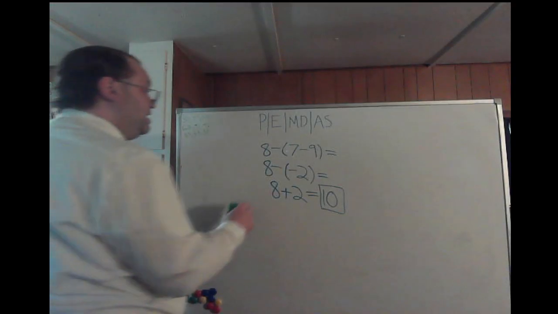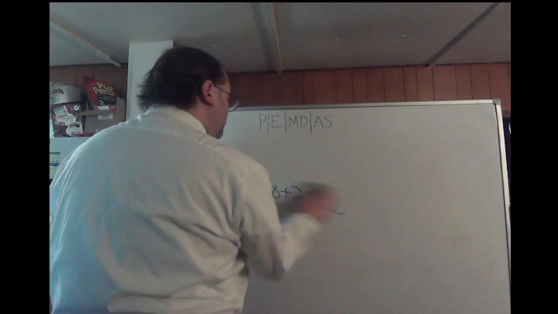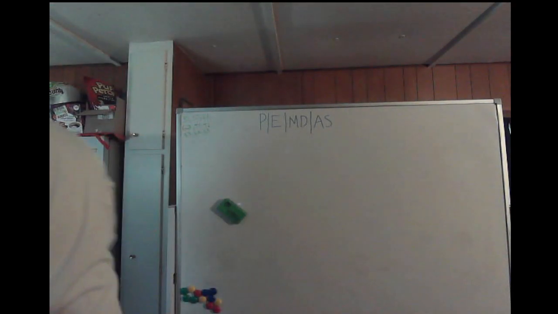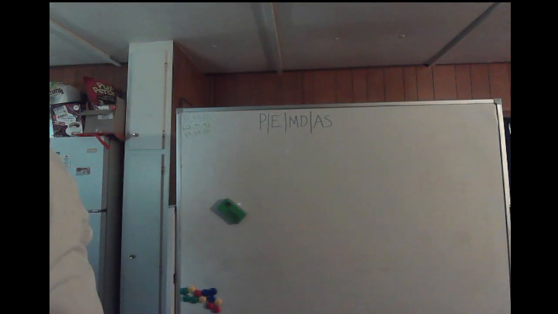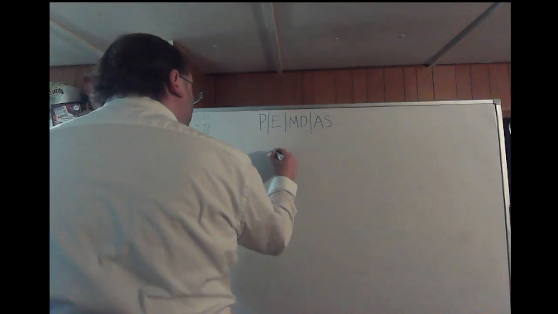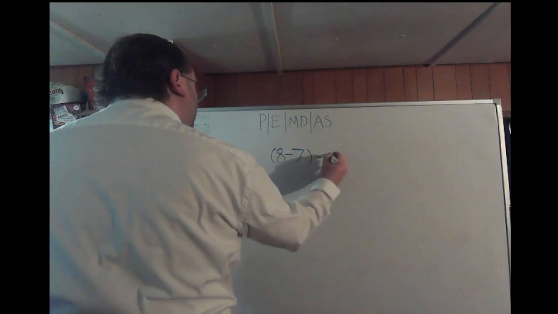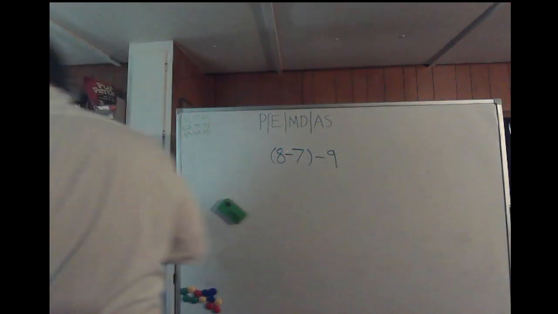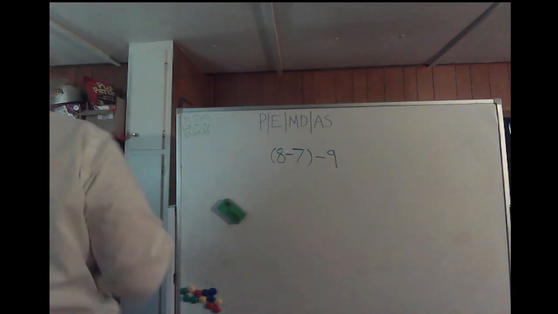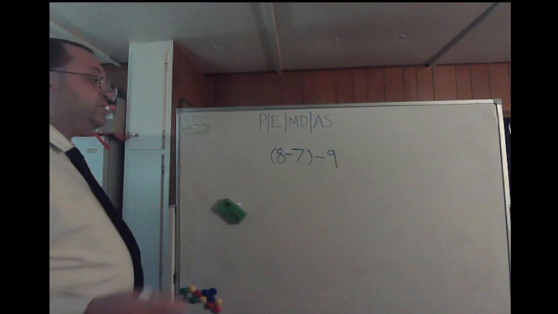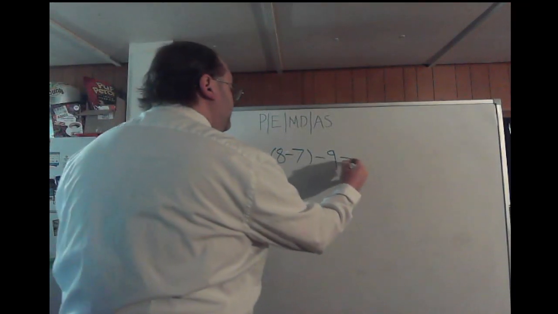So that was if you arrange your parentheses one way. Now this is going to be a little bit different. It looks like the same problem. You'll have 8 minus, in parentheses, 7 minus 9, except now it's 8 minus 7 in parentheses, minus 9. They look about the same, but they're very different. It's all in the placement of parentheses.